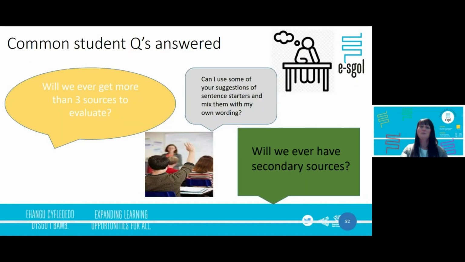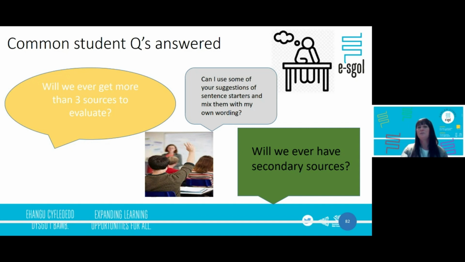Okay, so some common student questions that I frequently get asked in class. And will we ever get more than 3 sources to evaluate? No. Okay, you will only have the 3 sources for your question 1. You may have a picture source or a map, but normally they are written sources.